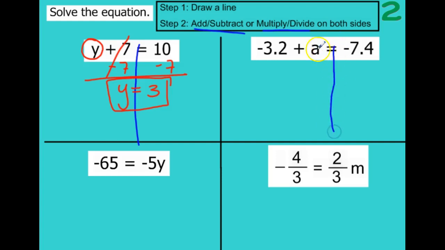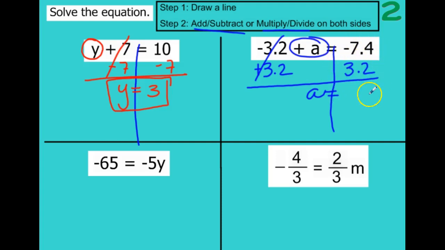Same thing, draw your line down. We want to get a all by itself here. I see a subtraction, or minus 3.2. The opposite would be adding 3.2. Those eliminate. We have a equals, and we're subtracting here, different signs subtract. 4 minus 2 is 2. 7 minus 3 is 4. But there's more negatives, so it's a negative 4.2. That's our answer.